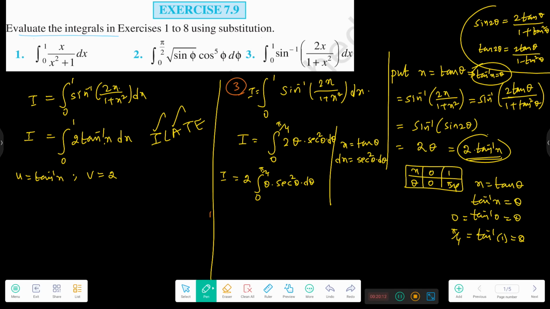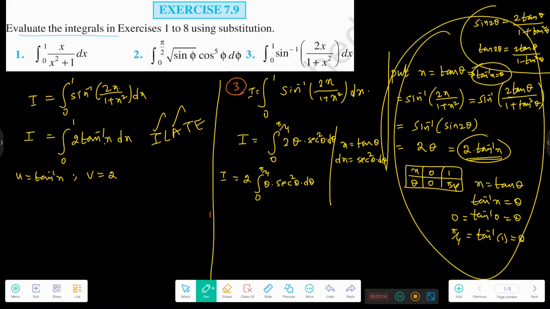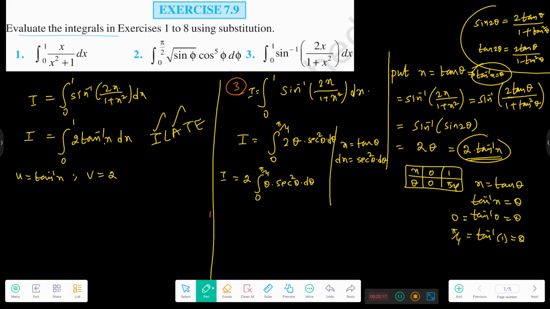So this place is common for both the answers. Either this page you are going to write or this page you are going to write, you decide, or if you want, you write both. So u dash is equal to 1 divided by 1 plus x square, and integral v with respect to the variable x is equal to 2 times integral dx, which is 2x you will be getting. That's it. Now you can apply in the formula. Formula says what?